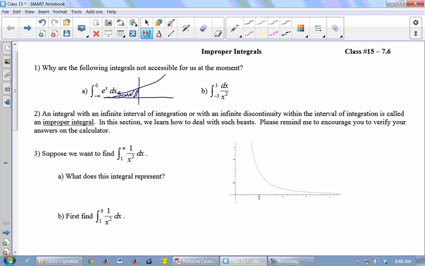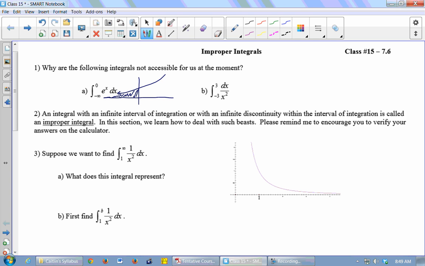All right, how about if I wanted to find the area from negative 3 to 3 under the curve 1 over x squared? What is weird about that one? Turns into what? Oh, yeah, so the antiderivative of x to the negative 2 would be negative x to the negative 1.